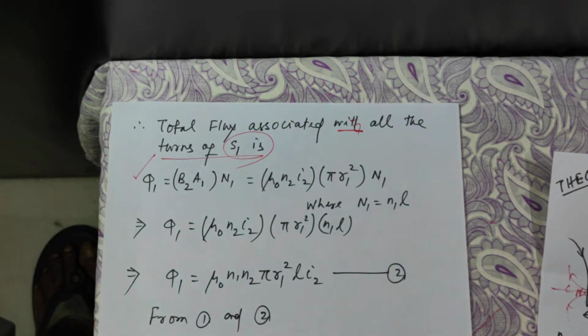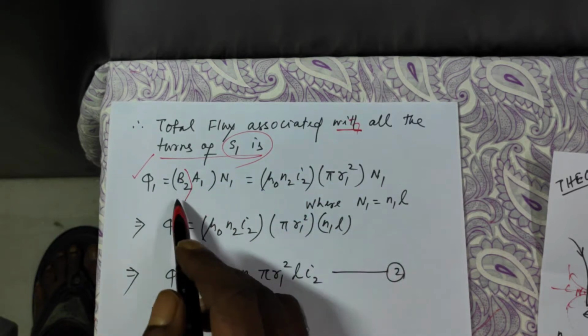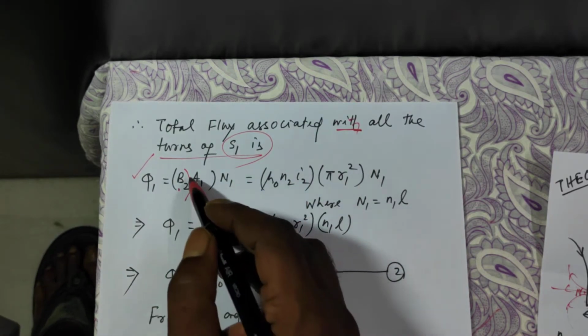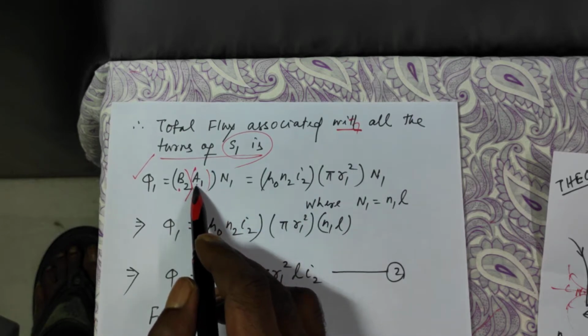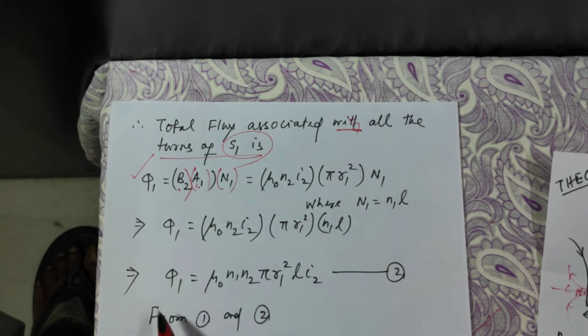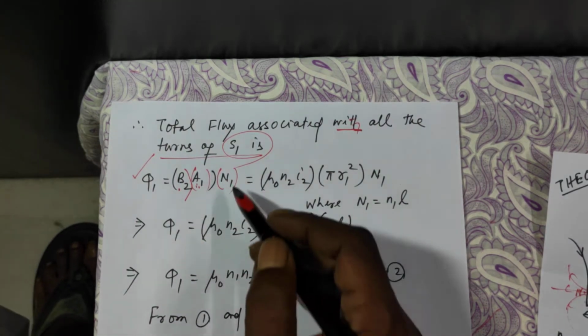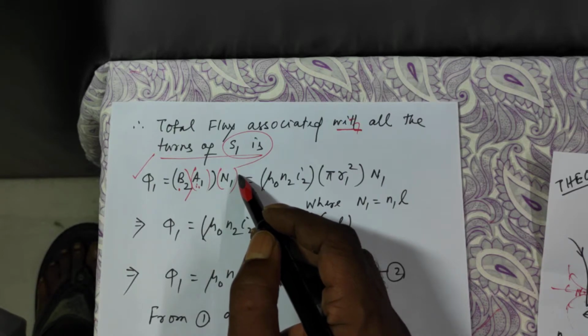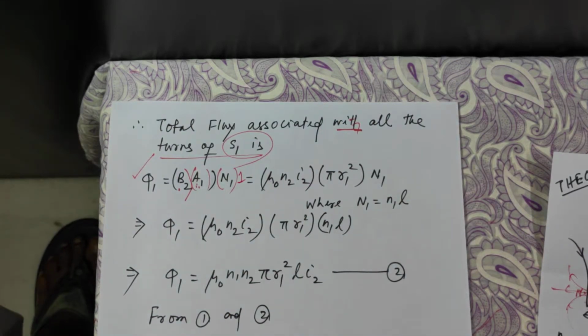The phi 1 will be the field of the second one, that is B2, area of each turn of S1, and the total number of turns. Of course, I have not written cos theta here because theta is 0, so cos 0 is 1. So let me write 1 here.